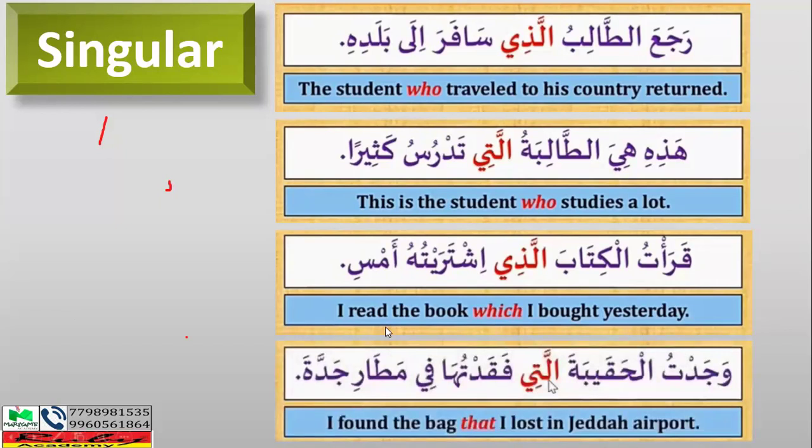Now here again the singular feminine. What is the singular feminine? Al-haqibata. Wajadtu means I found. Wajada means he found. Wajadtu, I found. So wajadtul haqibata, we are talking here about a bag. Bag is singular feminine, so we need to use the relative pronoun allati.